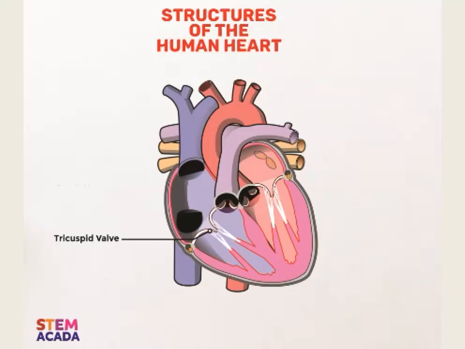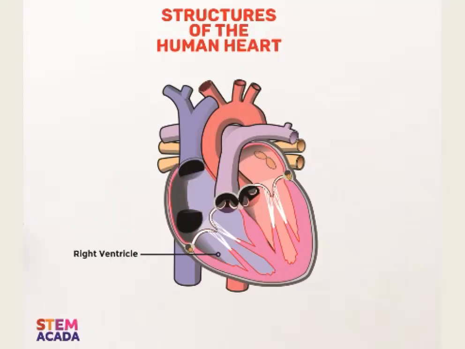Next is the tricuspid valve. The tricuspid valve is a one-way valve located between the right atrium and the right ventricle of the heart. It has three flaps, which gives it its name. The tricuspid valve is located on the right side of the heart and is responsible for controlling the flow of blood between the right atrium and the right ventricle.